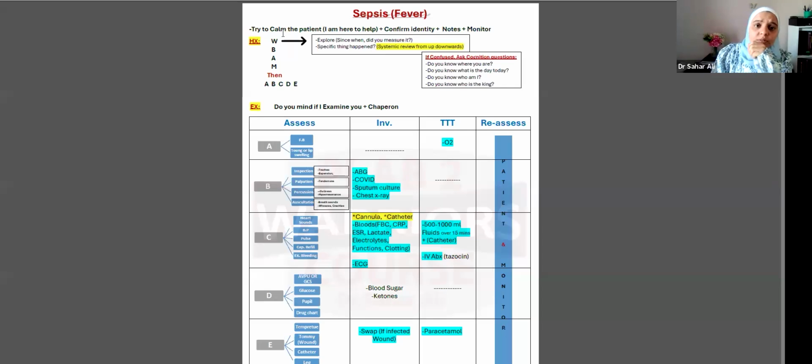So you start by greeting the patient. Hello, Mr. X or Mrs. X. I'm here to help. Can you tell me what's your name? Confirm the identity and confirm the date of birth or the age. And then if you have notes on the trolley beside the patient, you can have a look, but if the patient is talking, then you can just talk to the patient, all right?